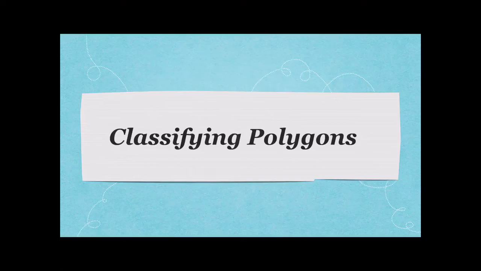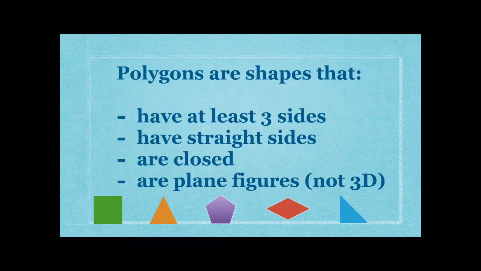Hi math friends! Today we're going to look at classifying polygons based on the attributes they have. But first, let's review what a polygon is. Polygons are shapes that have at least three sides. They have straight sides, so no curves. They're closed, and they're plane figures, meaning they're not 3D.